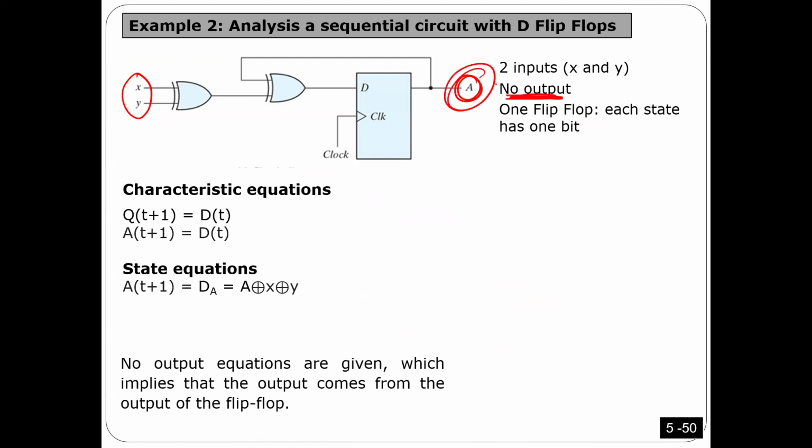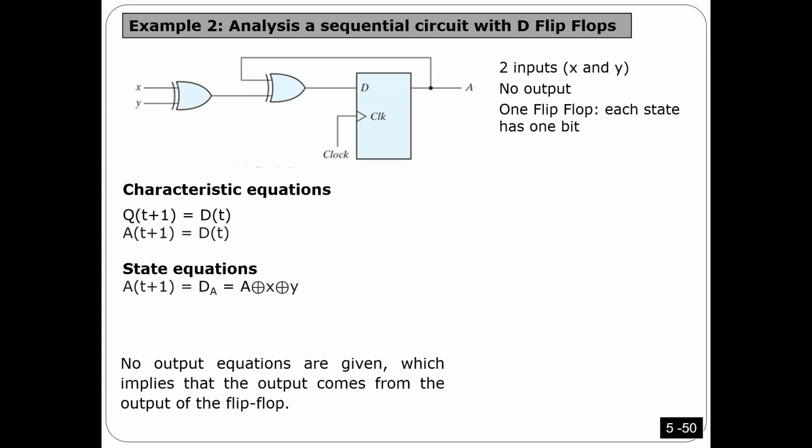That means the state here, this A, will act as a state and also output at the same time. You understand what I'm saying? But we don't have an output calculated from a combinational circuit. Anyway, let's see how we can analyze this one.